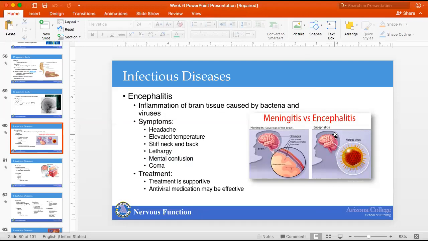And then you have the difference between meningitis versus encephalitis. You have this covering around your brain and around your spinal cord, referred to as meninges. If the meninges are the ones that are inflamed due to bacteria or viral infection, it's meningitis. If it's the brain itself, then it's encephalitis.